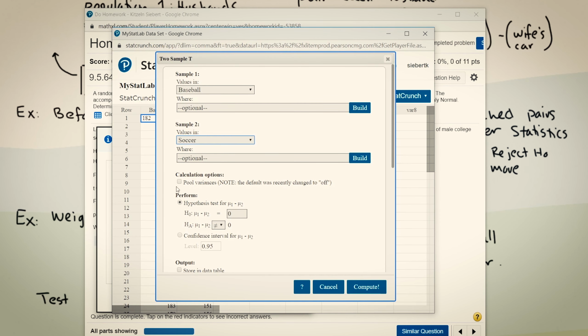Just as a quick note, you might see pooled variances. That's beyond the scope of this class, so I'm just going to tell you we're not going to pool the variances. In Stats 1, this isn't something that you ever do.